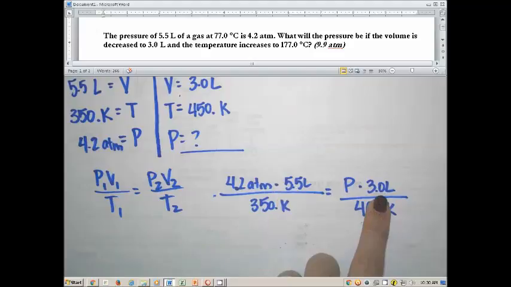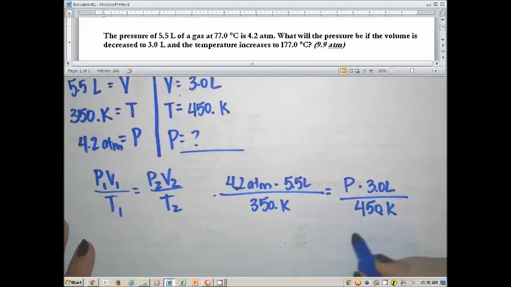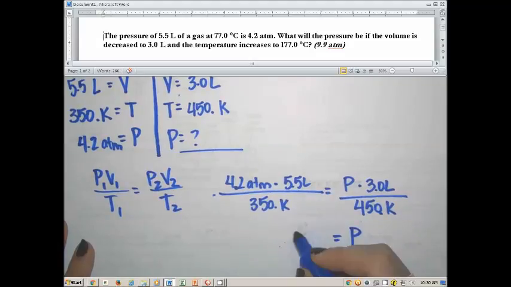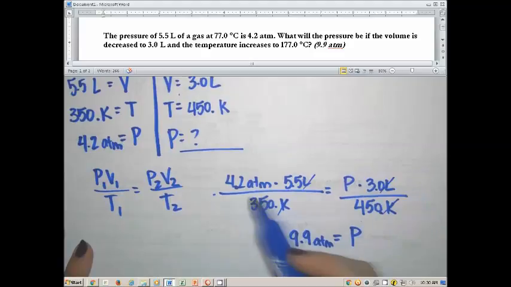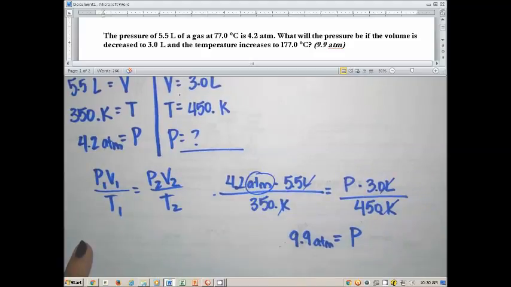I'm not going to carry out all of the mathematical steps of how to do that. When you solve for P, your answer that you will get should be 9.9 atmospheres. In the end, the Kelvins will cancel, the liters will cancel, and I'm left with atmospheres as my unit, which makes sense because that measures pressure.